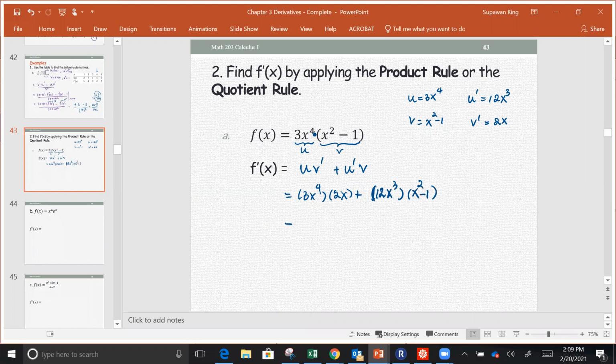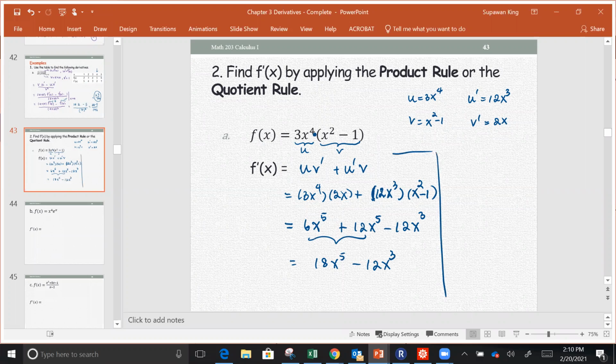After applying the product rule, we simplify the expressions. 3 times 2 is 6, x to the fourth times x to the first becomes x to the fifth. And the second term, 12x to the third times x to the second becomes 12x to the fifth, and then minus 12x to the third. Combine like terms and it becomes 18x to the fifth minus 12x to the third.